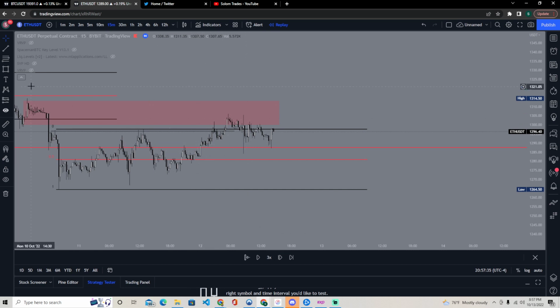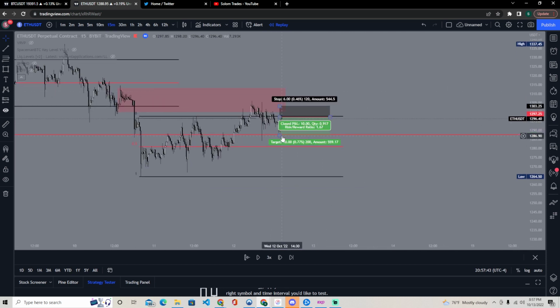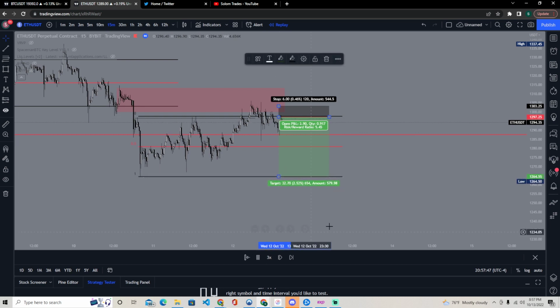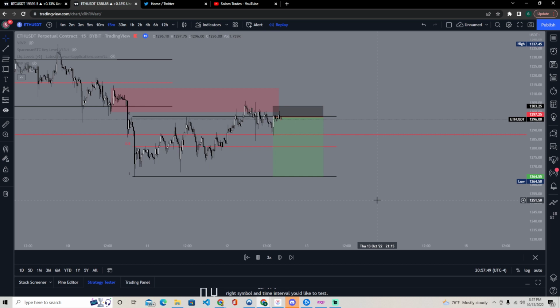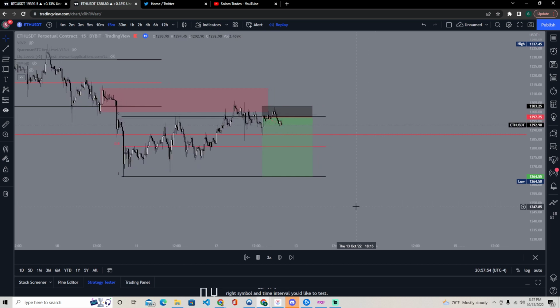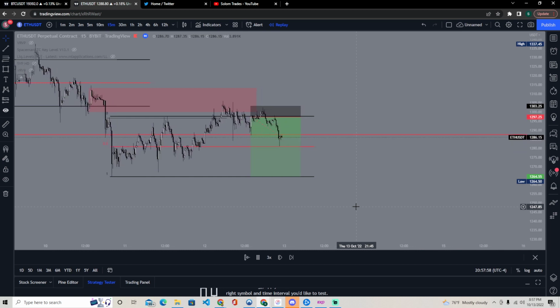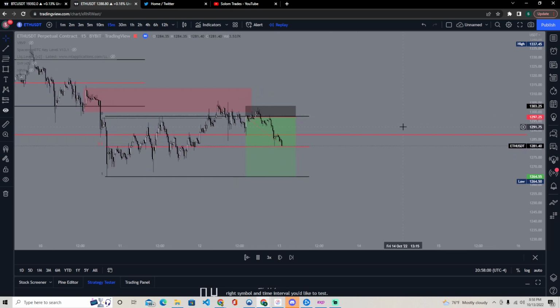But I took a trade here, posted it on Twitter. I think I have my stop somewhere like there. Right here was where my fill was, by the way.